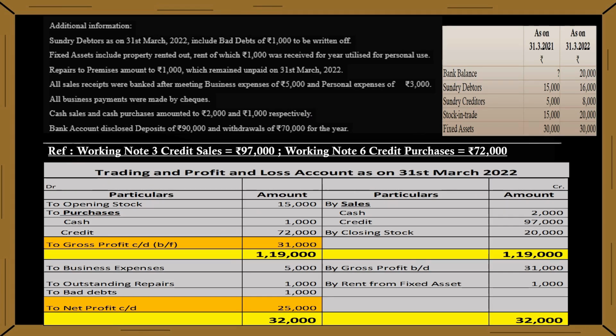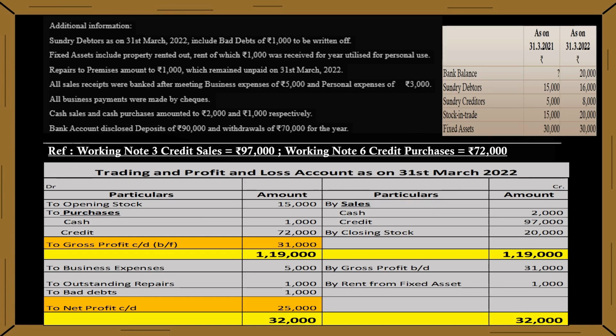Now the final part of the question, the real part of the question, comes where we have to prepare the trading and profit and loss account and the balance sheet. So we are preparing the trading and profit and loss account as on 31st March 2022. The trading and profit and loss account will have Dr on the left side and Cr on the right side, and the columns on both sides will be particulars, amount, particulars, amount. We have to remember that on the debit side of the trading and profit and loss account, all the expenses and opening stock will come. Similarly, on the credit side, all the income and closing stock will come. Let us prepare it now.